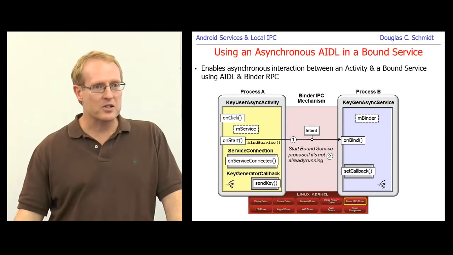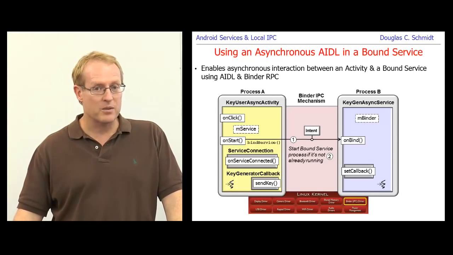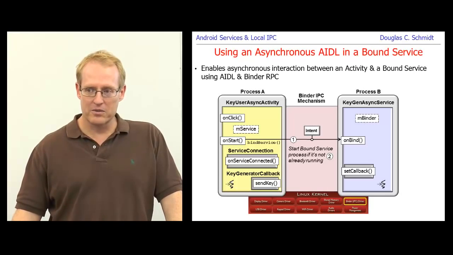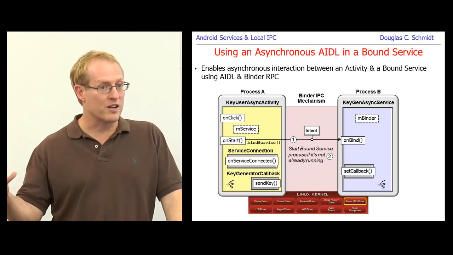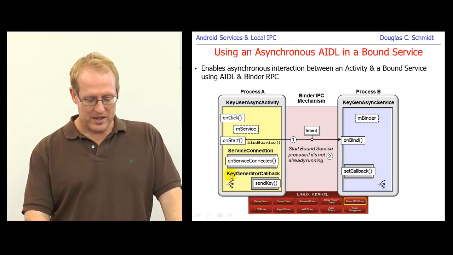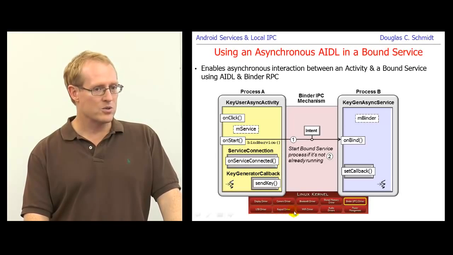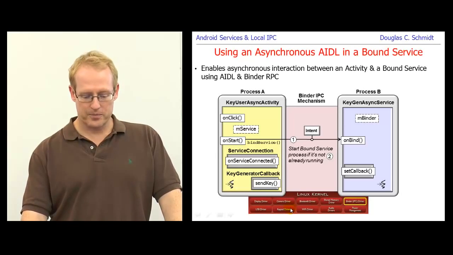OK, so let's take a look at how this is all going to work. And one thing you might notice if you were to go back and compare and contrast this little interaction diagram with the one we looked at before, there's a little bit more stuff going on here. In particular, if you take a look, we have a key generator callback object that we're going to need to use here in order to do the right thing.